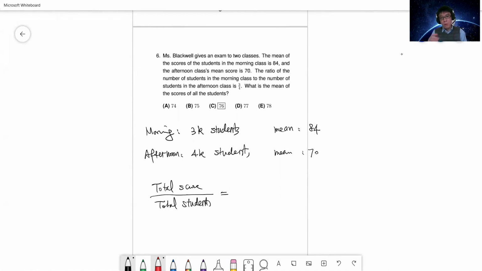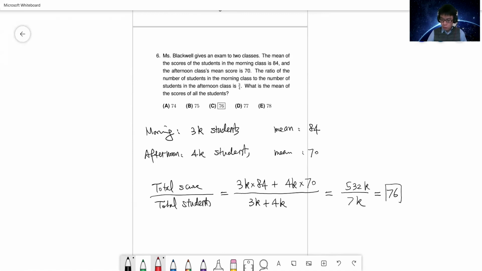The total score is the scores from morning class, that's 3K times 84, and the scores from afternoon class, which is 4K times 70. The total number of students will be 3K plus 4K, which is totally 7K. This equals 532K divided by 7K. So actually K does not matter here. The answer here equals 76. So we choose C here.